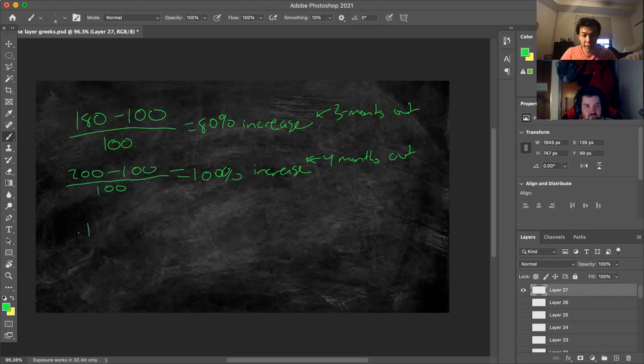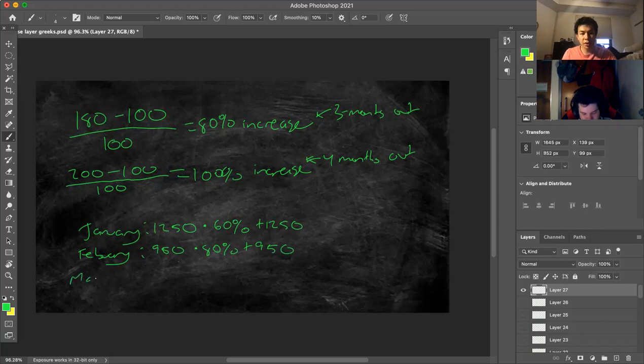So for January, we're going to do 1250 multiplied by 60% plus 1250. Okay. February, we're going to do 950 times 80% plus 950. In March, we're going to do 1100 times 100%.